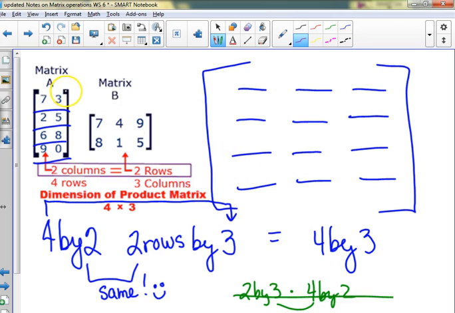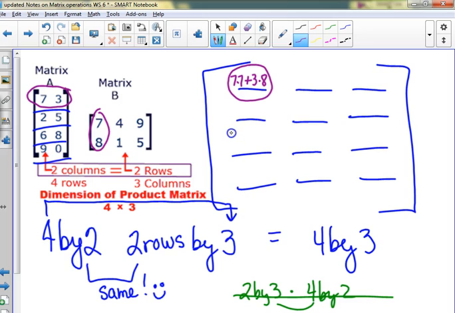Hang on. So what you're going to do is this row times this column to get the answer that goes in this row, this column. This is row 1, column 1, so it goes in row 1, column 1. Yes, 7 times 7 plus 3 times 8. I'm just going to leave the work because we don't care about the number at this point.